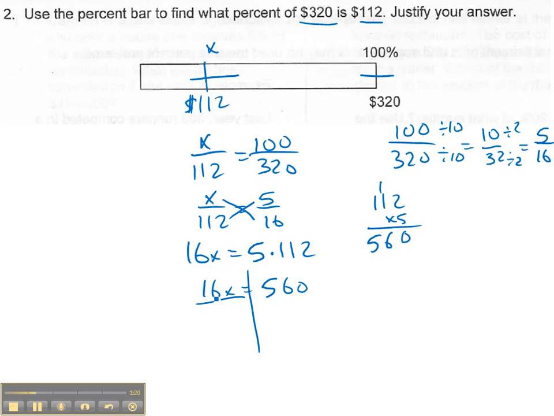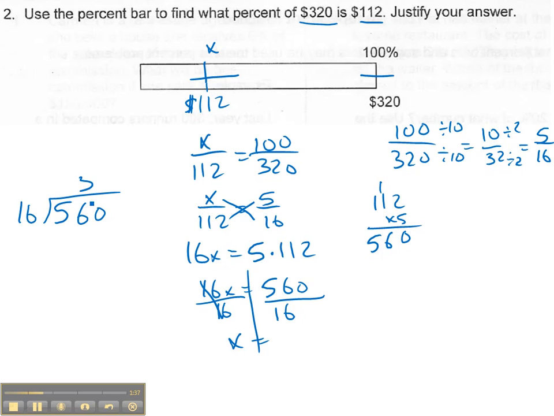We solve for x by isolating the variable. Right now we're multiplying x times 16. We're going to do the inverse operation, which is dividing by 16. We have to do that to both sides to keep our equation balanced. 16 divided by 16 is 1, so we have 1x, which is what we want. X will equal the quotient when we divide 560 by 16.